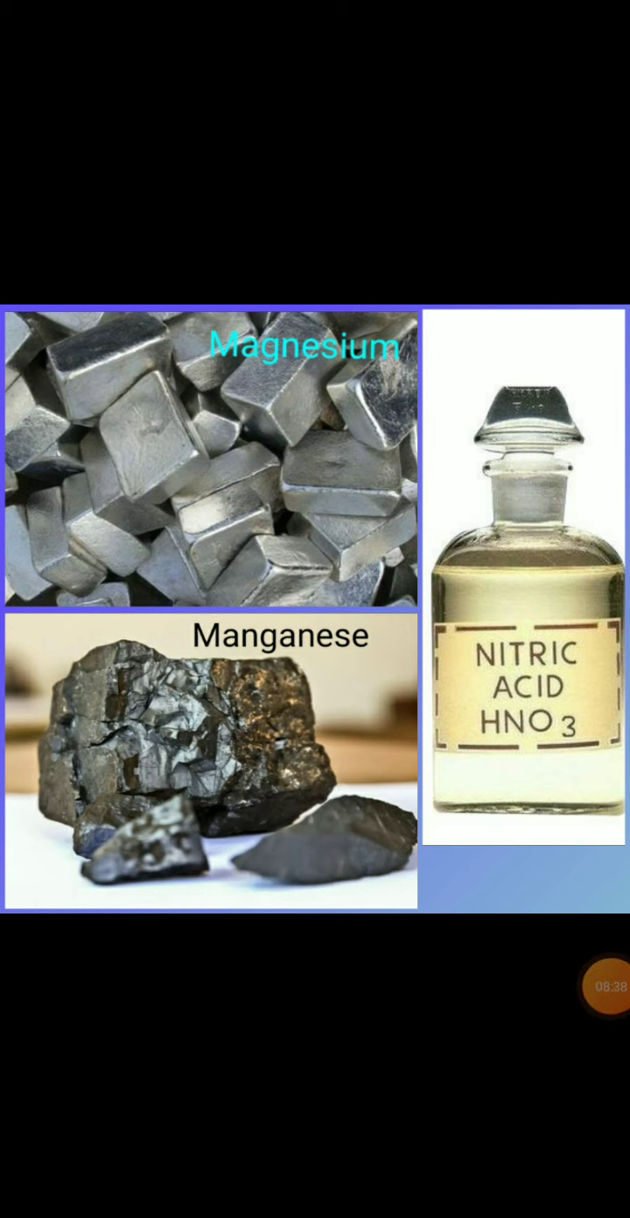But magnesium and manganese are the metals which react with very dilute nitric acid to evolve H2 gas. So these two are exceptions. Magnesium and manganese react with very dilute nitric acid and evolve hydrogen gas.